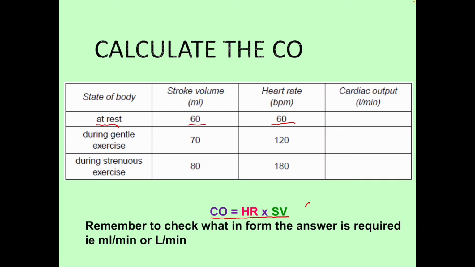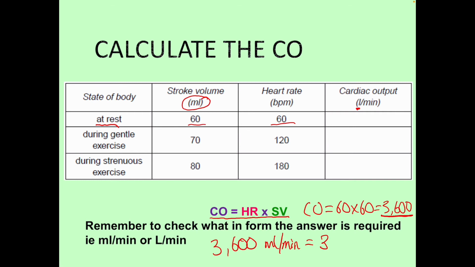For this person, the cardiac output equals 60 times 60, which equals 3,600. Now, this is where we have to be very careful, because the units for stroke volume are given in millilitres. The units for cardiac output, they're wanting in litres per minute. So we're going to have to convert this. 3,600 millilitres per minute, if we divide by 1,000, is 3.6 litres per minute.